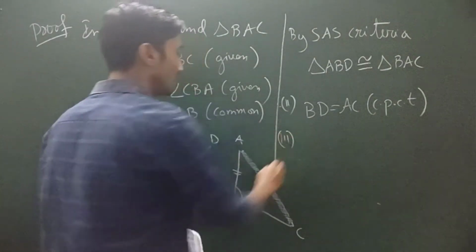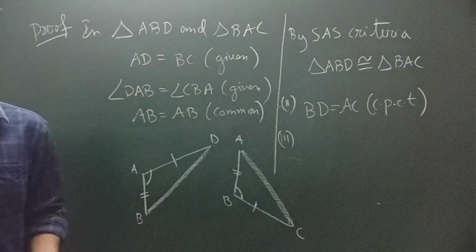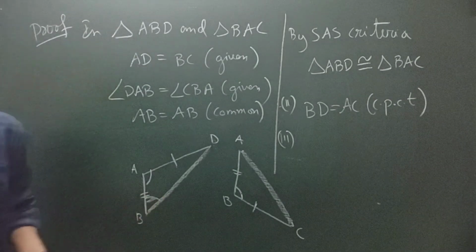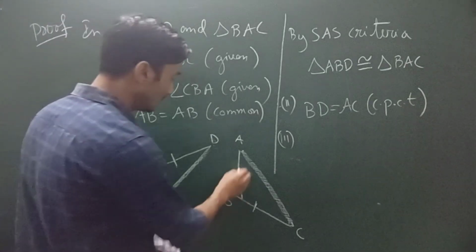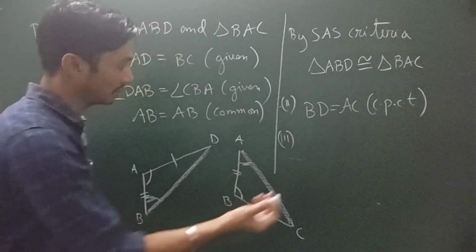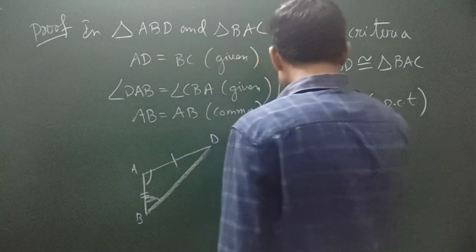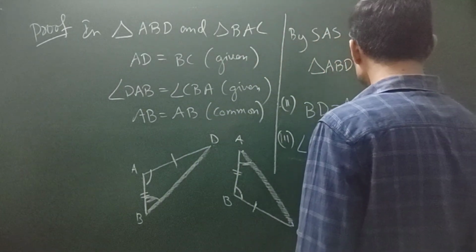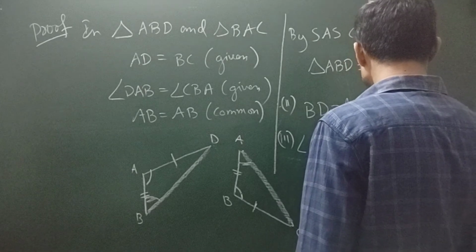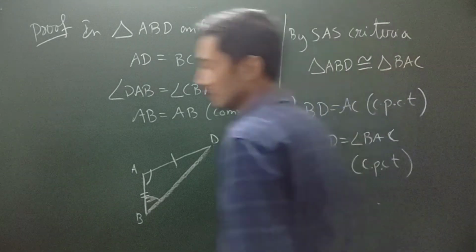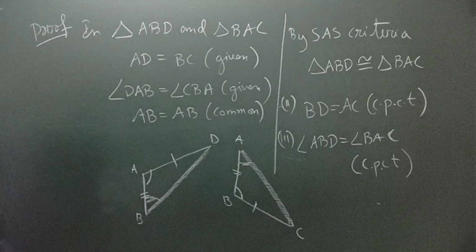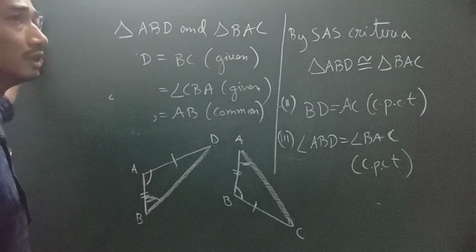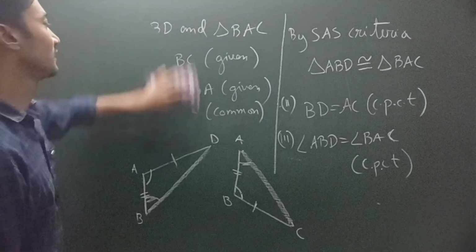Very easy. Third one, you have to prove that angle ABD is equal to angle BAC. This one also, see, within the same triangle, angle ABD is again equal to angle BAC. Here also, corresponding parts of congruent triangles, CPCT. Angle ABD is equal to angle BAC, corresponding parts of congruent triangles.